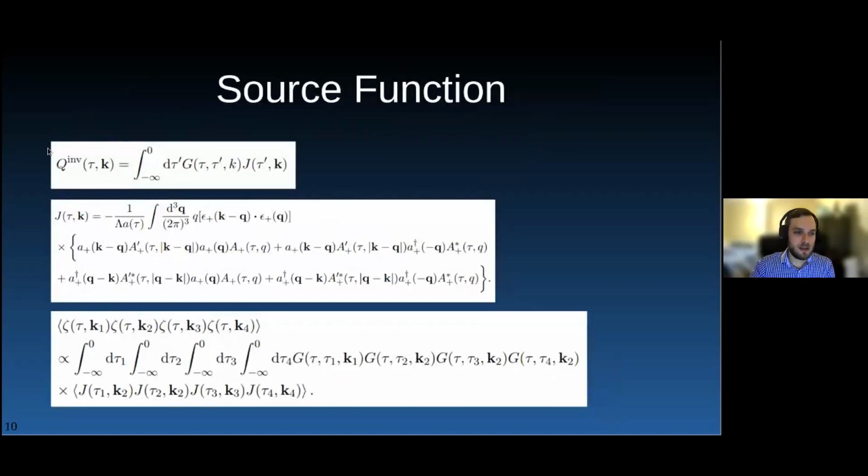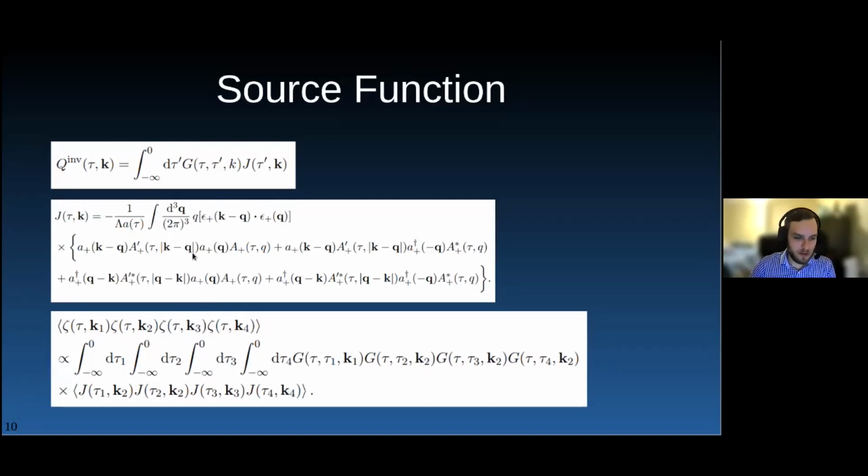So these inverse decay Fourier modes can actually be written as the integral of a Green's function against this source function J. So the source function is the non-homogeneous term of the equations of motion of our inflaton perturbations. So J is written down here in terms of the creation and annihilation operators A and A dagger of the gauge field. And we see that we also have the gauge field mode functions in this expression.